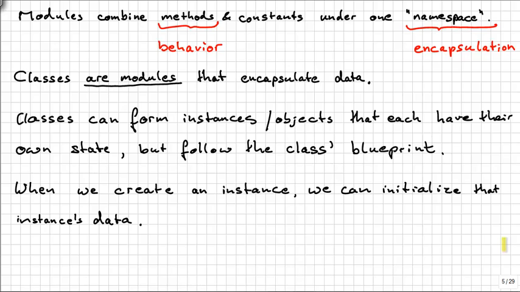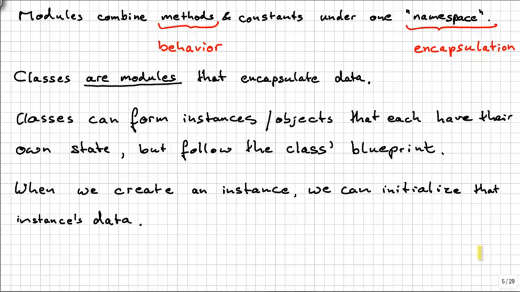We'll now look into how we can create classes, how we can create instances of classes, and how we can initialize them as we're creating these instances. When we studied modules a while ago in the screencast, we saw that they really combine methods, meaning functions or behavior, and constants under one namespace. So modules already gave us a form of encapsulation. We were able to collect behaviors that somehow belonged together, as well as the constants they used, under one namespace.